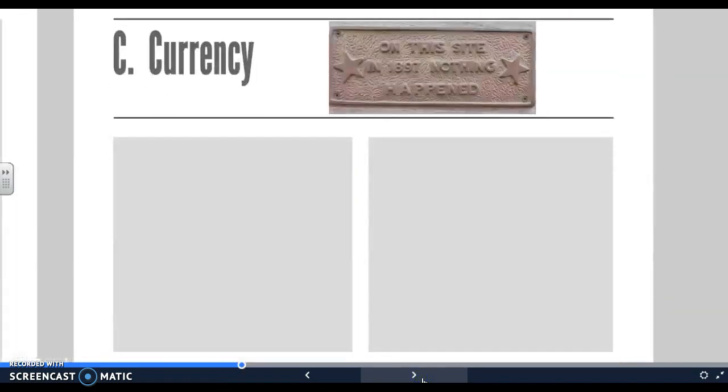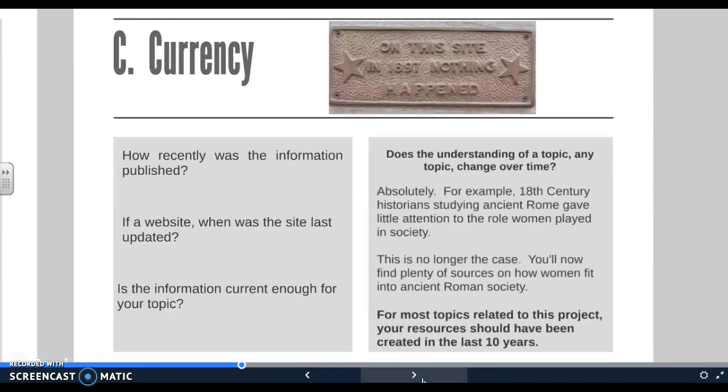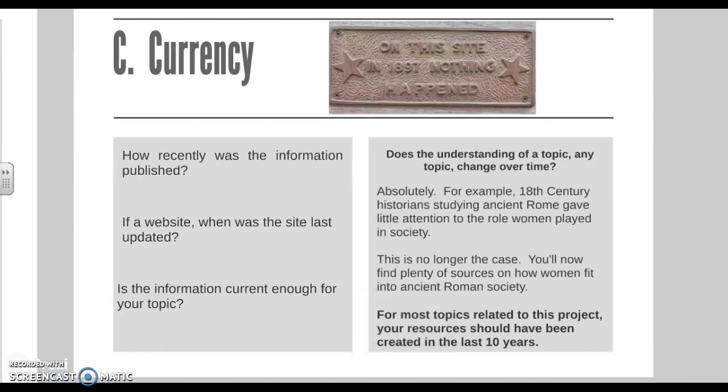So first of all, go ahead and write down currency for C. And when you're talking about currency, you can write down any of this information. How recently has it been published? When has the website last been updated? And is the information current enough for your topic?